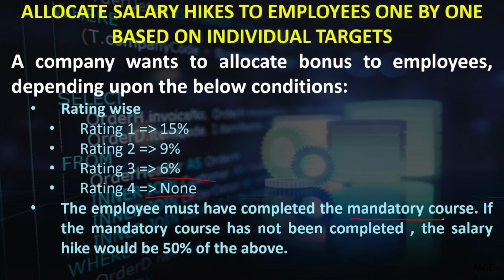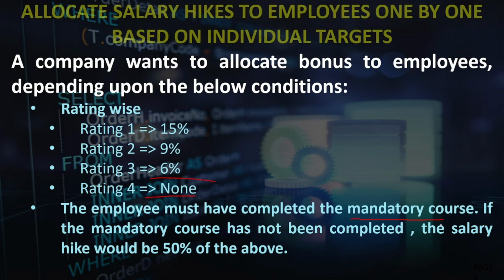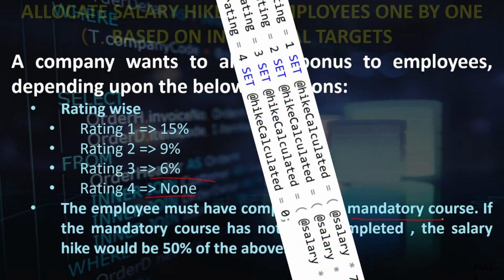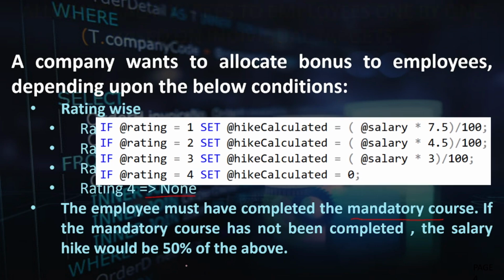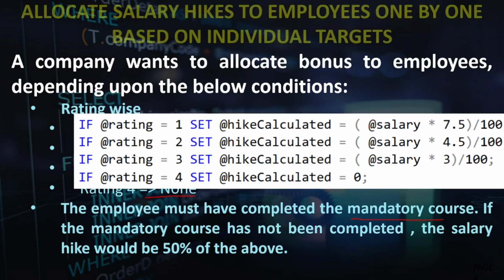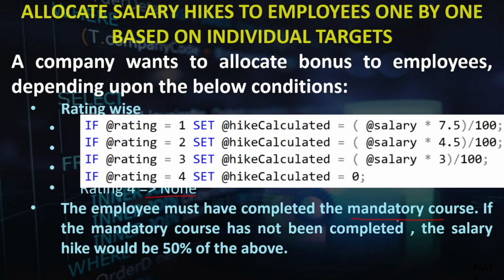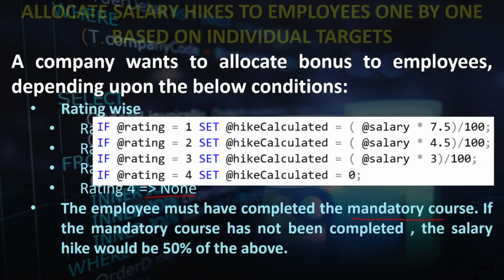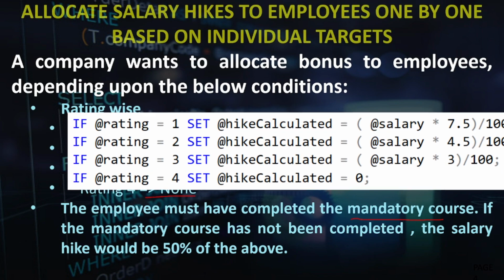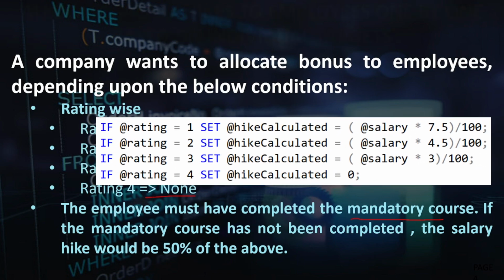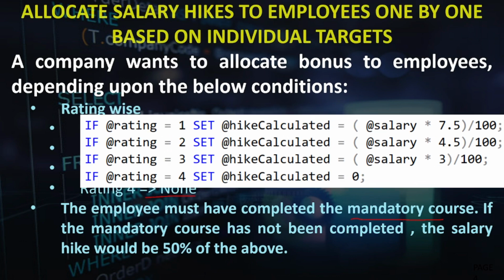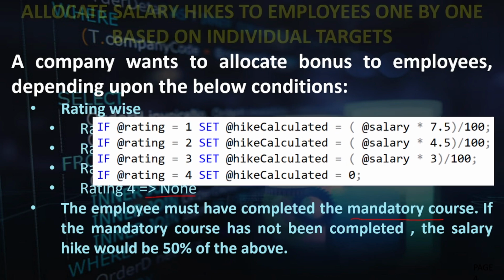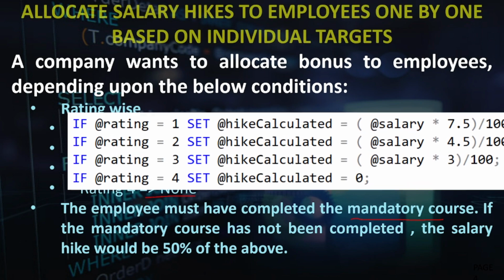So what is the second condition in this company? If any employee has not completed the mandatory course, the hike will be just half of what is announced. So if he has not completed the mandatory course, but he has got rating 1 for his other performance, his salary will not be increased by 15%, but by 7.5%, which is half of 15%. Make sense? This is the condition, and this is what we wanted to achieve.